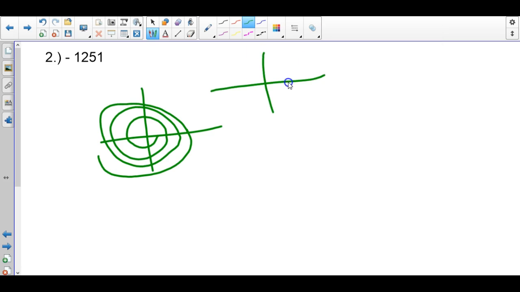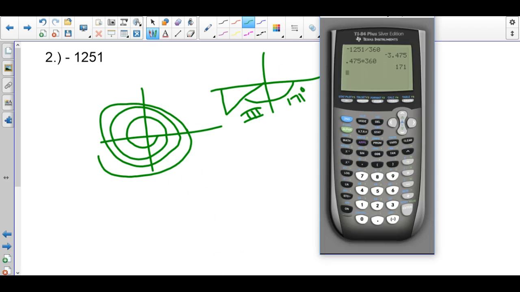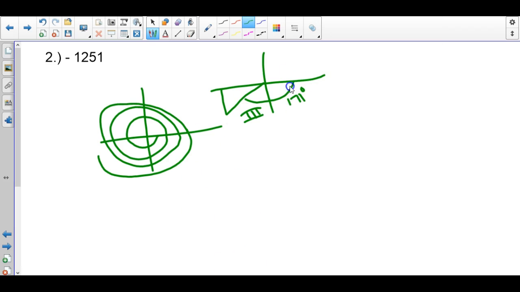So think about this. I'm going a full 3 times around, and then another 171 degrees. So that tells me that my terminal side here is going to be in quadrant 3. Again, this was 171 degrees, which is not quite to the 180. So in order to figure out what my reference angle is, I need to figure out how much more I need from 171 to get to 180, and that's going to end up being 9 degrees, which again, I could just take 180 minus 171, and that gives me a reference angle then of 9 degrees.